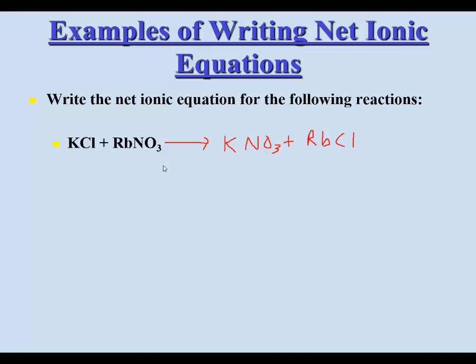Then what I want to do is look at the solubility of everything and use my solubility rules. Potassium salts, remember, alkali metal salts are very soluble. So potassium chloride is soluble, so I show a phase label AQ. Rubidium nitrate, well, rubidium is an alkali metal, so I expect it to be soluble, and nitrate salts are very soluble, so I'm going to show AQ. And then I have potassium nitrate. Potassium salts are soluble, nitrate salts are soluble. AQ. Now rubidium salts we expect to be soluble. Chloride salts are usually soluble, but there are some exceptions when we're dealing with silver, lead, and mercury. Since I don't have silver, lead, or mercury here, this one is also soluble.